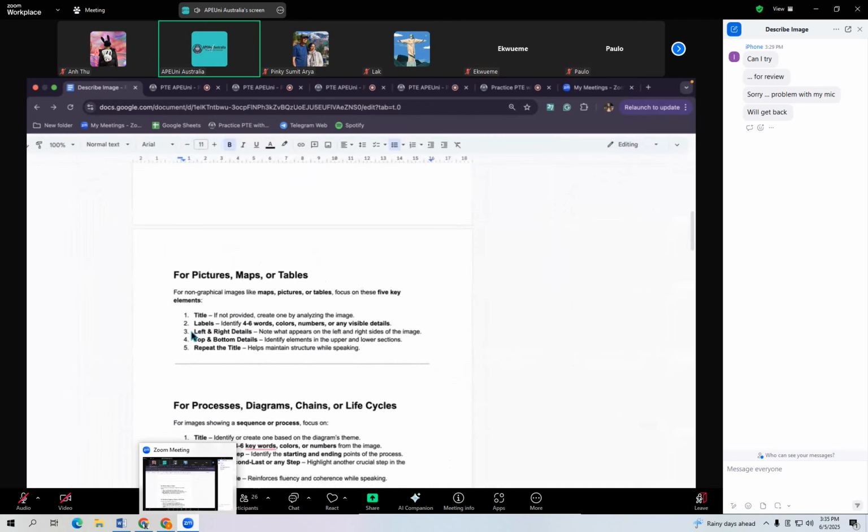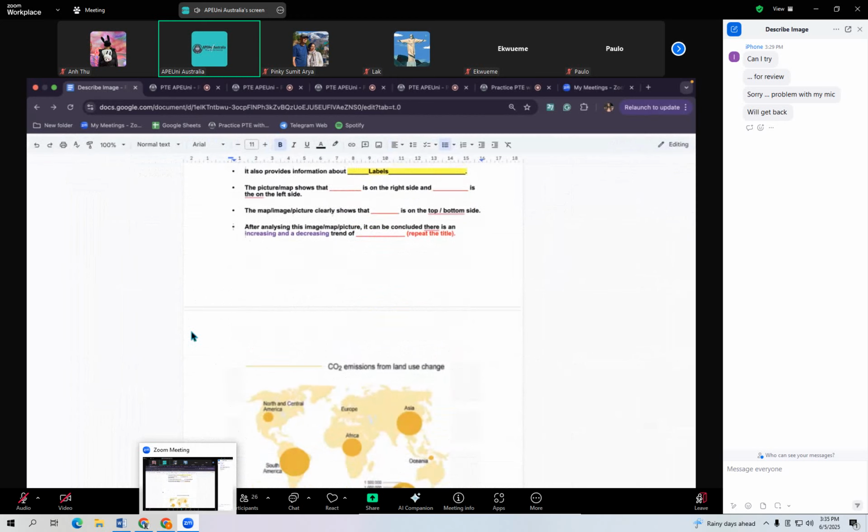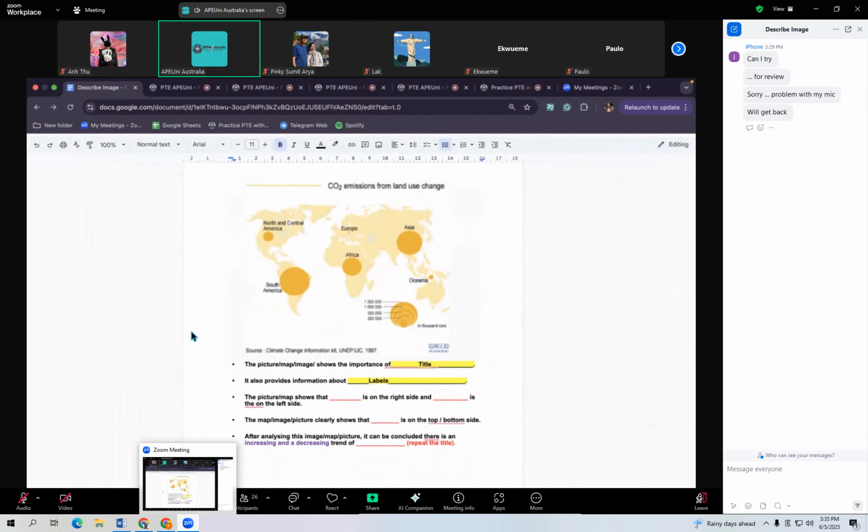So if we try to talk about any map or picture, check this out. Here, it's a map, right? What's the title, guys? CO2 or carbon dioxide emissions from land use change. What can be the labels, Prachi? Africa, Europe, Asia, South America. Yes, exactly, very good. You said only 4 of them. If anybody wants, they can say all 6 of them: North and Central America, Europe, Asia, South America, Africa, Oceania.